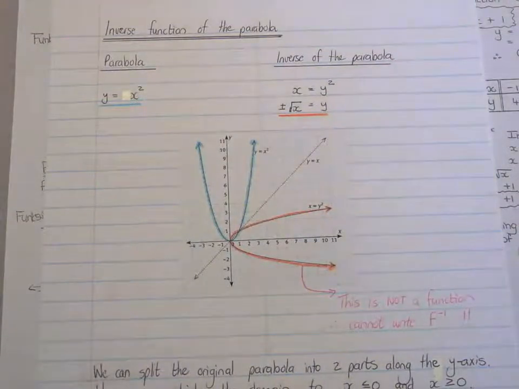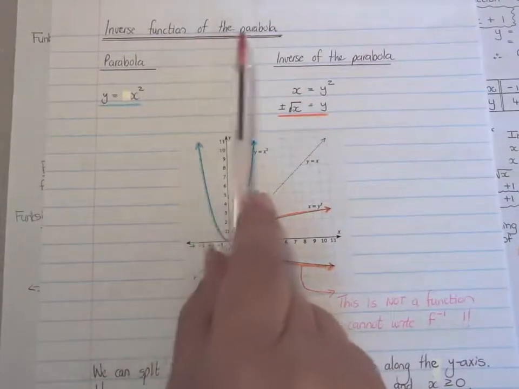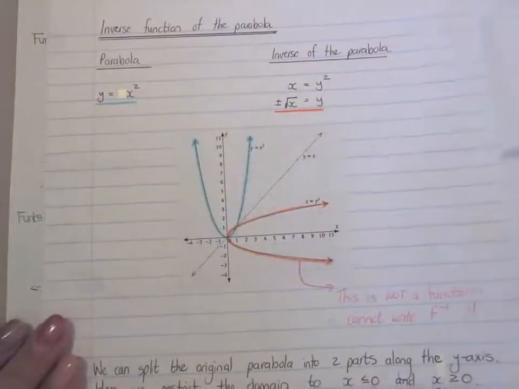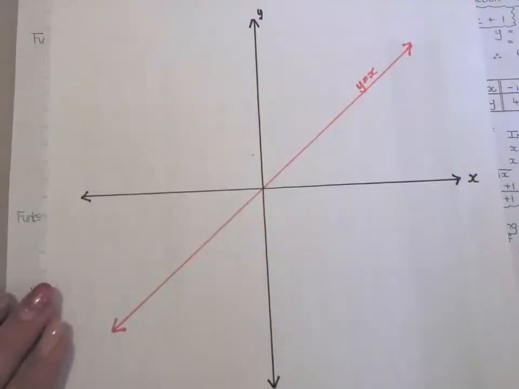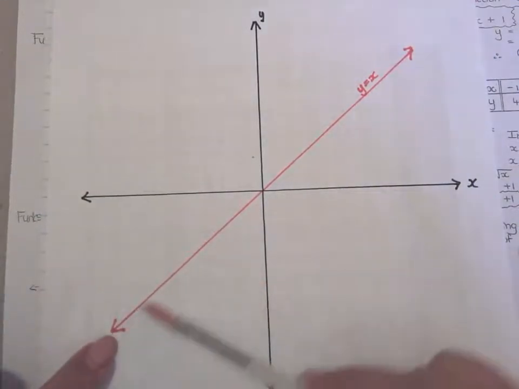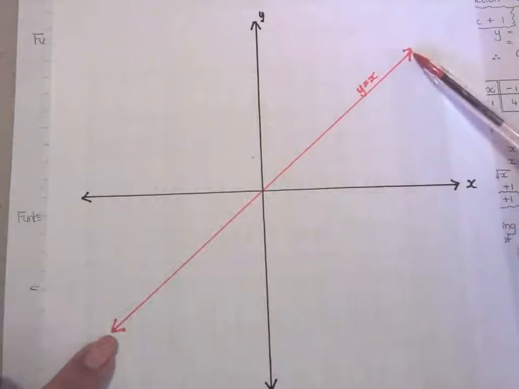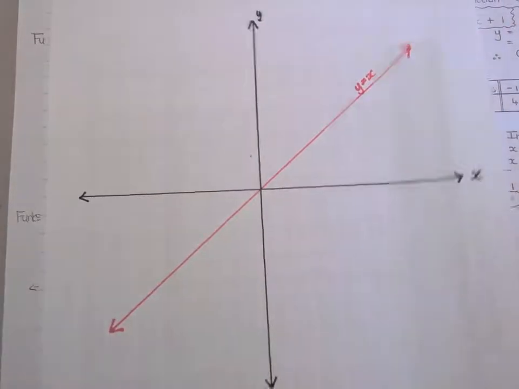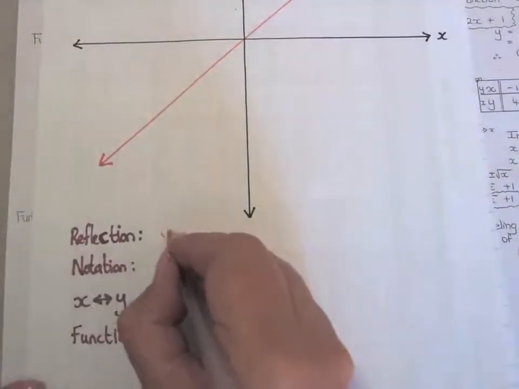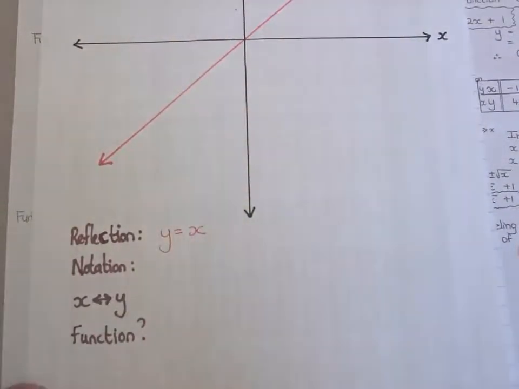Good afternoon, grade 12. In today's lesson, we are going to look at the inverse function of a parabola. Before we take a look at the parabola, let's quickly recap what we know about inverse functions. We know that the line y equals x is the mirror or reflection line of the function and its inverse. So, if I ask you what the reflection line is, we can write y equals x.